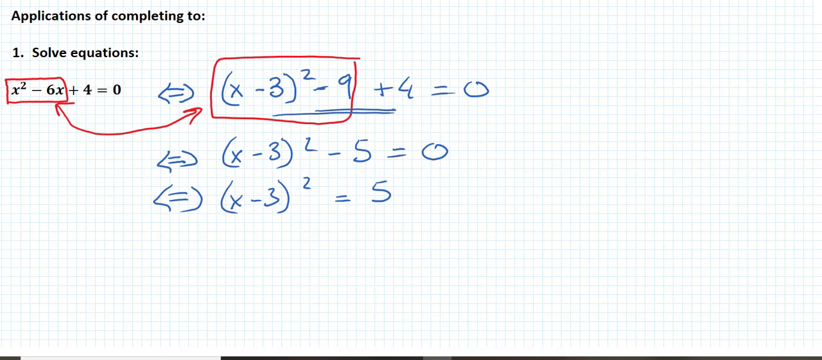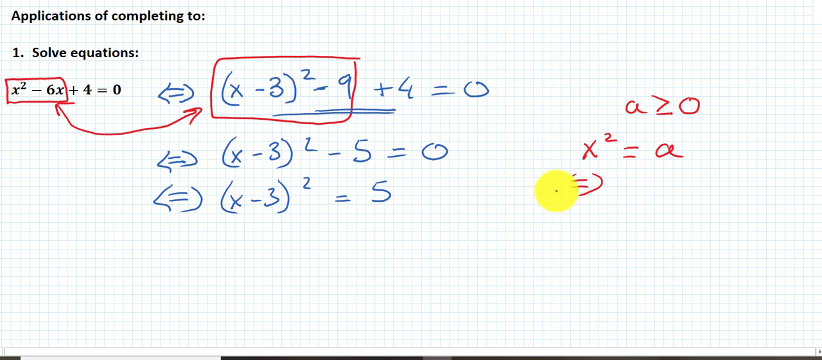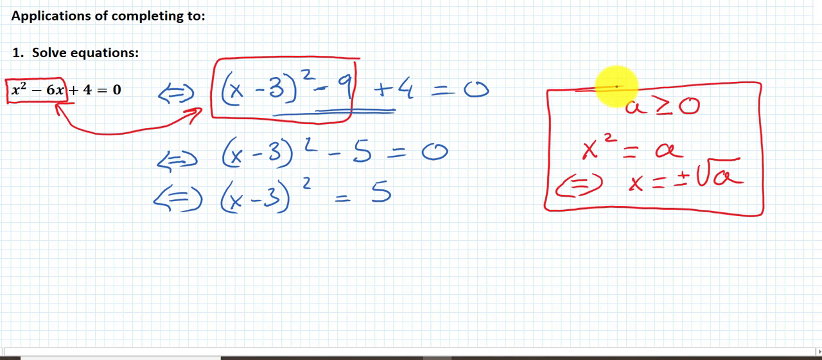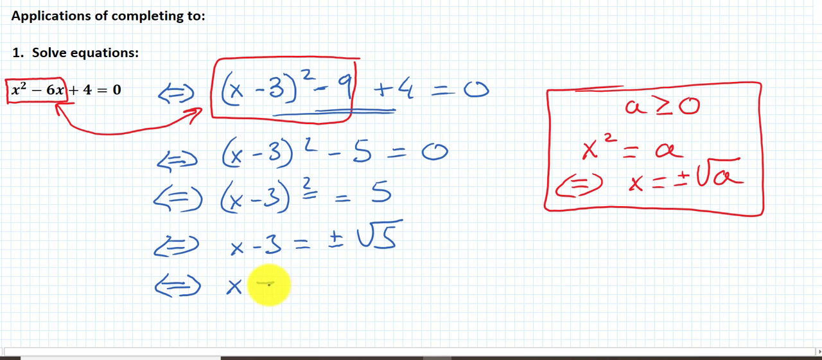Now here, of course, how do you solve x squared equals a if a is positive or equal to 0? So there are two solutions, right? You know that x is plus or minus the square root of a. So this is what I'm going to use here to remove my square. And so I have x minus 3 equals plus or minus the square root of 5. Finally, in the last step, you will add 3 on both sides, and you have x equals 3 plus or minus the square root of 5. All right. See, not too difficult.